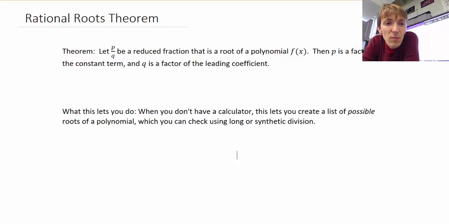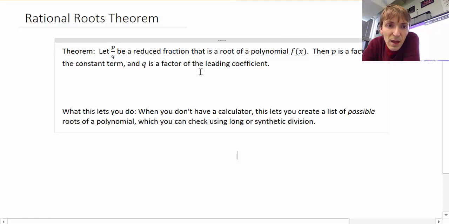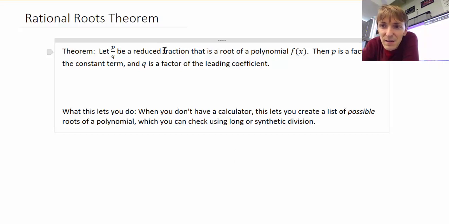Okay, so the way this theorem works is that if we have a polynomial, f of x, and that polynomial has a rational root, let's say p over q. So that's a fraction. That means p and q are whole numbers. And I'm going to go ahead and say that that fraction is reduced. So I've divided out the common factors if I need to. Now what the theorem is actually saying is that in this case, the numerator, the p, has to be a factor of the constant term of the polynomial. And the denominator q has to be a factor of the leading coefficient.